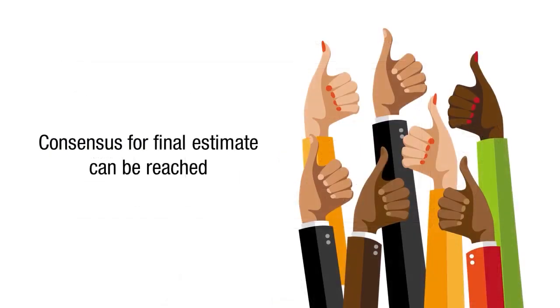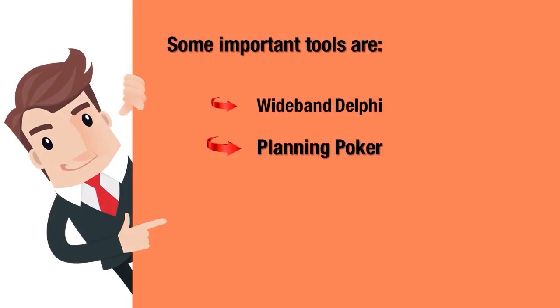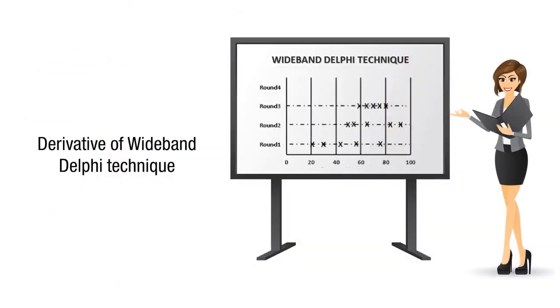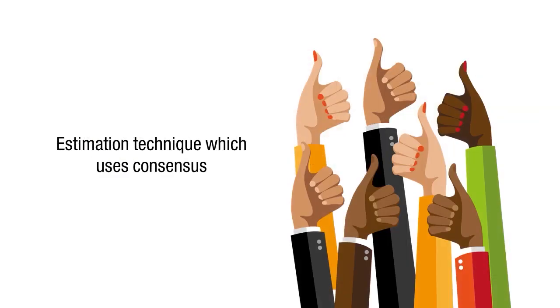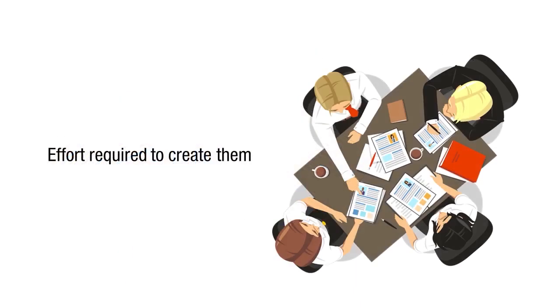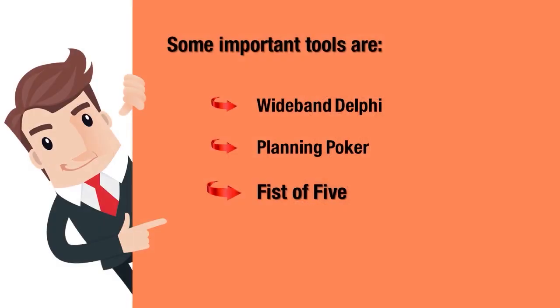This process is repeated until the estimates of individuals are close to each other and a consensus for the final estimates can be reached. The second technique is planning poker. It is also called estimation poker. It is a derivative of the Wideband Delphi technique. This is an estimation technique which uses consensus to estimate relative sizes of user stories or the effort required to create them. Next technique is Fist of Five.